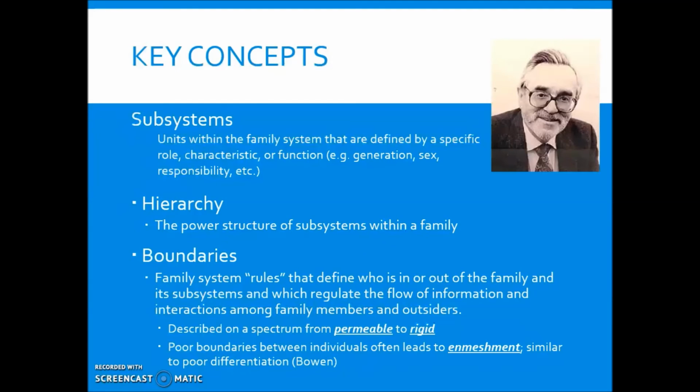Poor boundaries or very permeable boundaries between individuals often leads to enmeshment. This is similar to the idea of differentiation that we discussed earlier from the Bowenian perspective. And this is that idea that individuals are emotionally interconnected to a degree that's unhealthy, essentially.